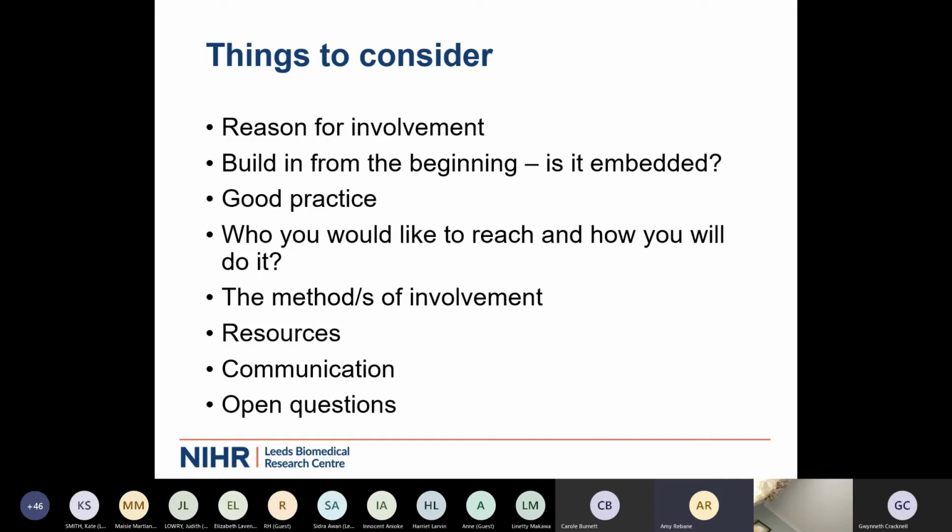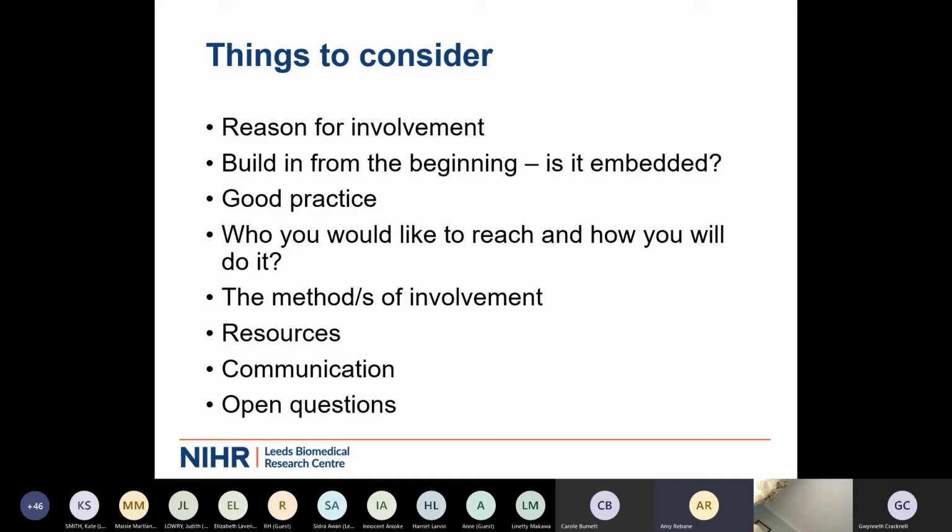Thinking about good practice, referring back to the involvement standards, is your activity genuine? Is it meaningful? Is it more than a tick box exercise? And thinking about the expectations that you set for people, be really transparent about what you can change and what you can't change.